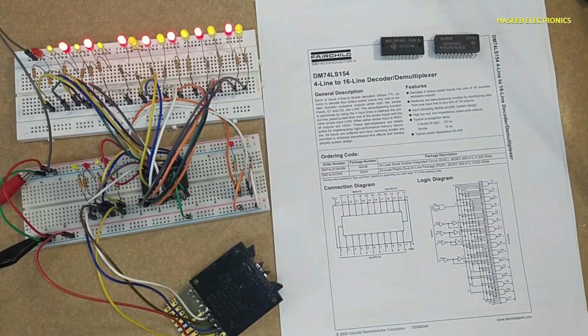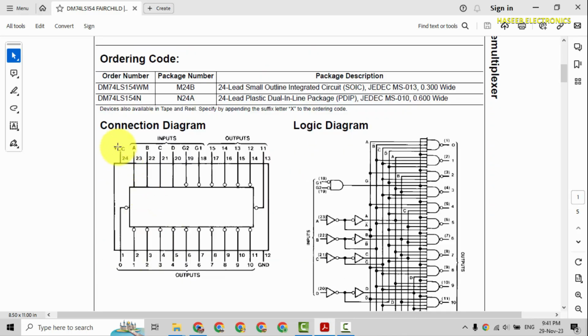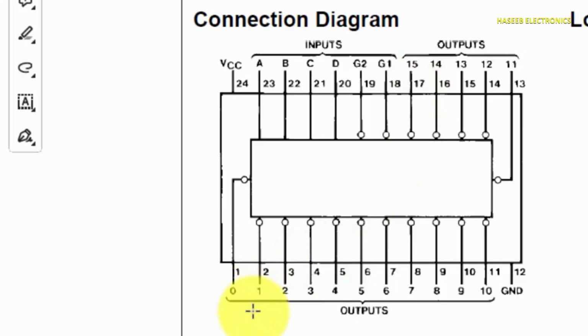Let's check its data sheet. 74LS154, this is the generic number. 4 to 16 line decoder, demultiplexer. 24 pin IC, pin number 24, positive VCC 5 volt. 4.75 to 5.25, this is its supply voltage. Ground, pin number 12. Then strobe inputs, gate inputs G1 and G2, pin number 18 and 19. These are its enable pins, control pins.